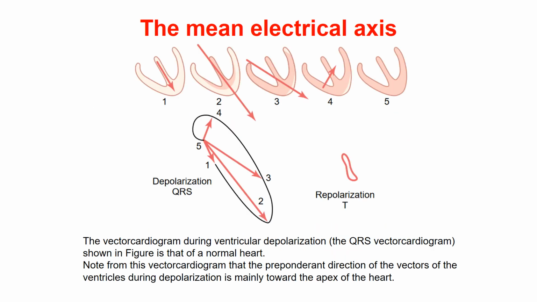The vector cardiogram during ventricular depolarization, the QRS vector cardiogram, shown in the figure is that of a normal heart. Note from this vector cardiogram that the preponderant direction of the vectors of the ventricles during depolarization is mainly toward the apex of the heart.